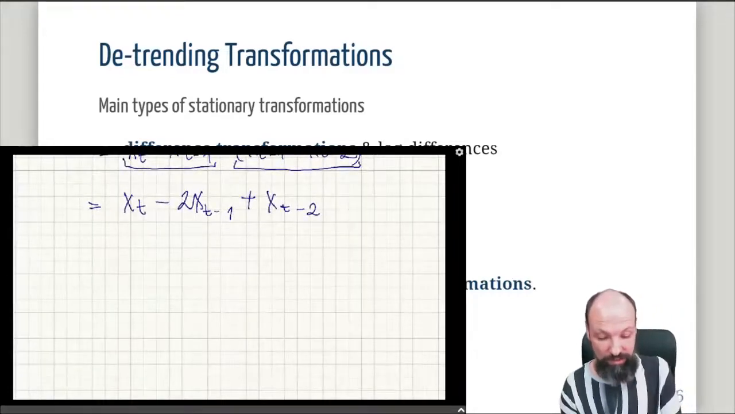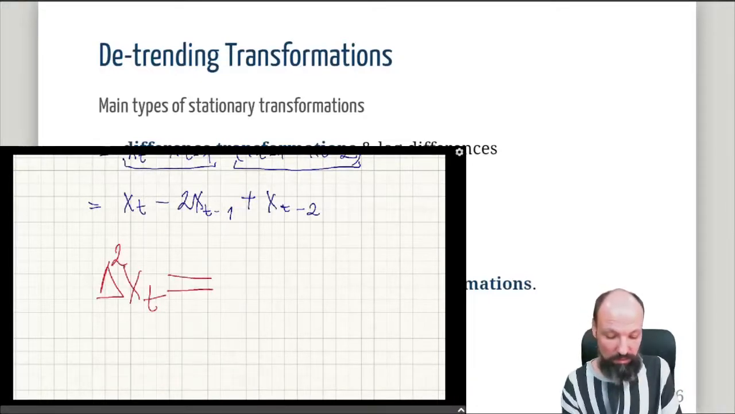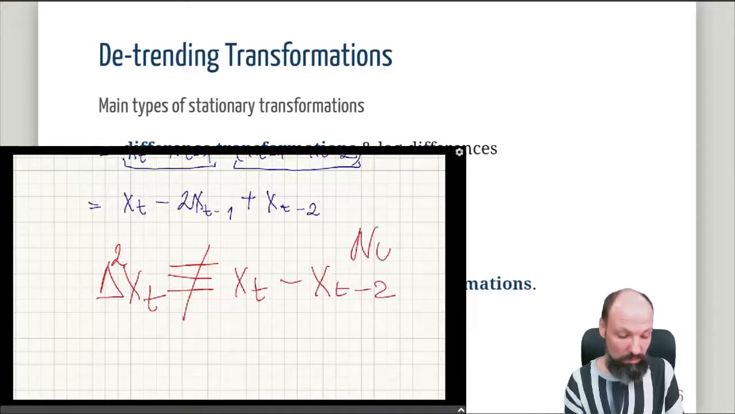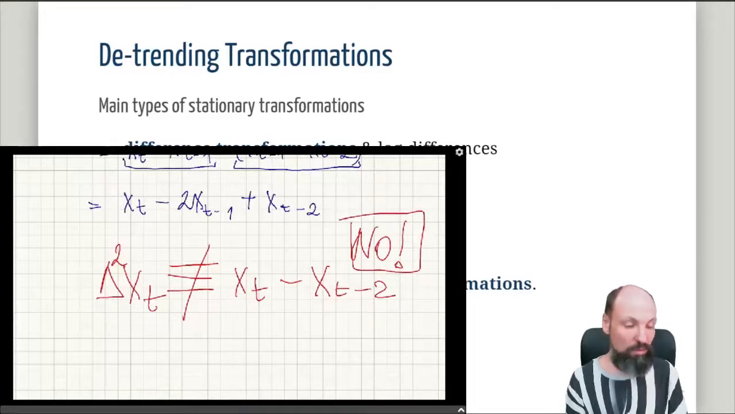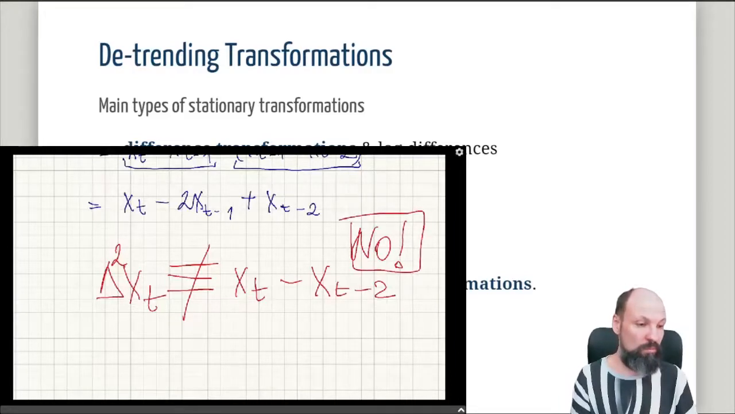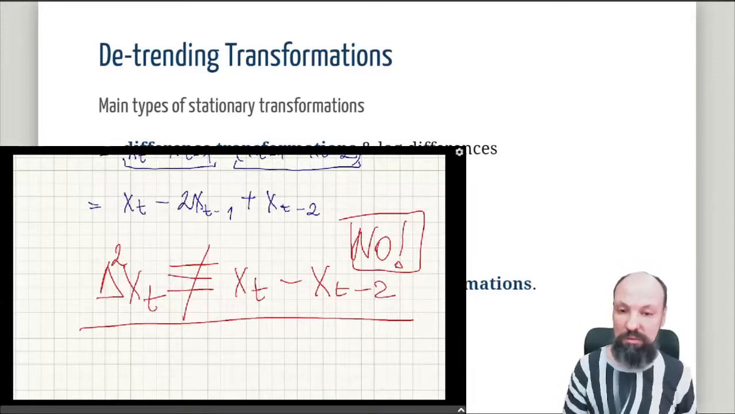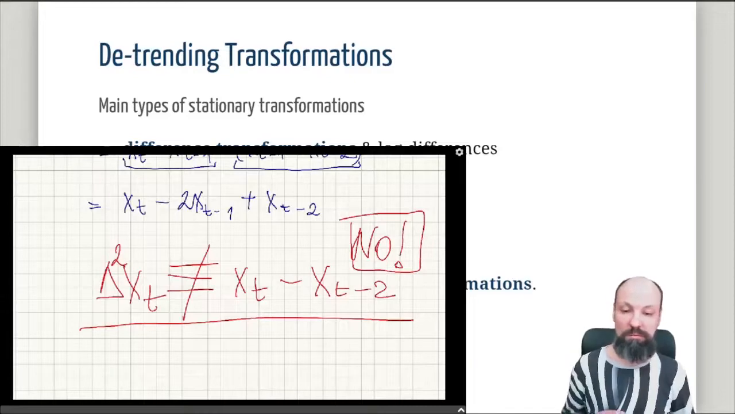Please never, never, never confuse it with this. It is not defined like this. And to those of you who will make this mistake in the quiz, and there is going to be a question about this, I'm going to subtract additional points. So please try not to make this mistake. Do your best.